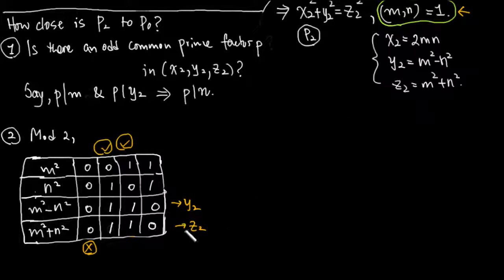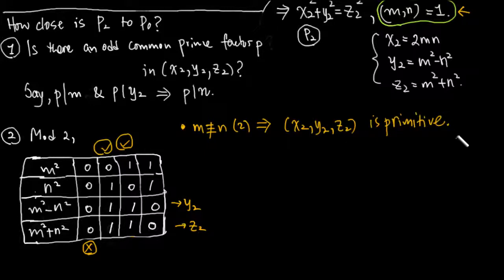So that's the one thing. Let's record it here. The best way to record it: m and n mod 2 are different, not 0, 0 or 1, 1. Together with this conclusion, we know the solution x2, y2, z2 is primitive. So now it is this other case in here that we have to take care of.